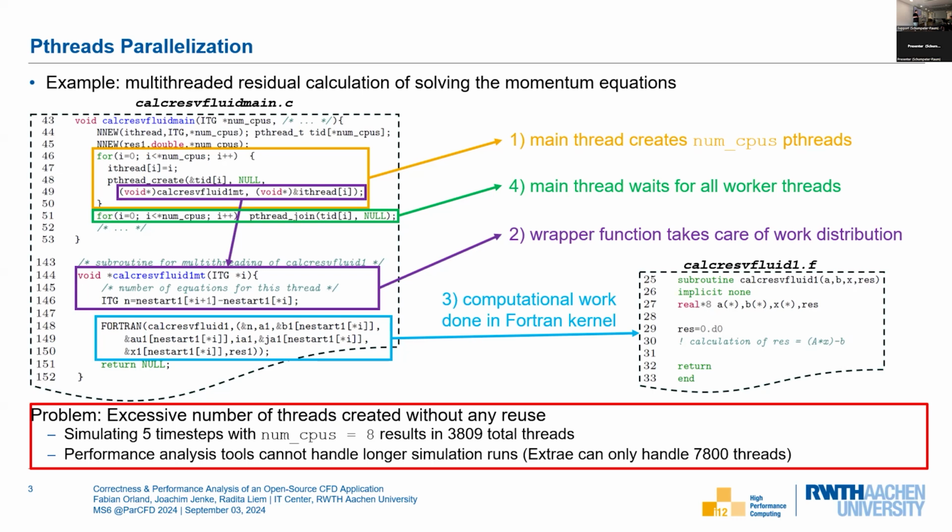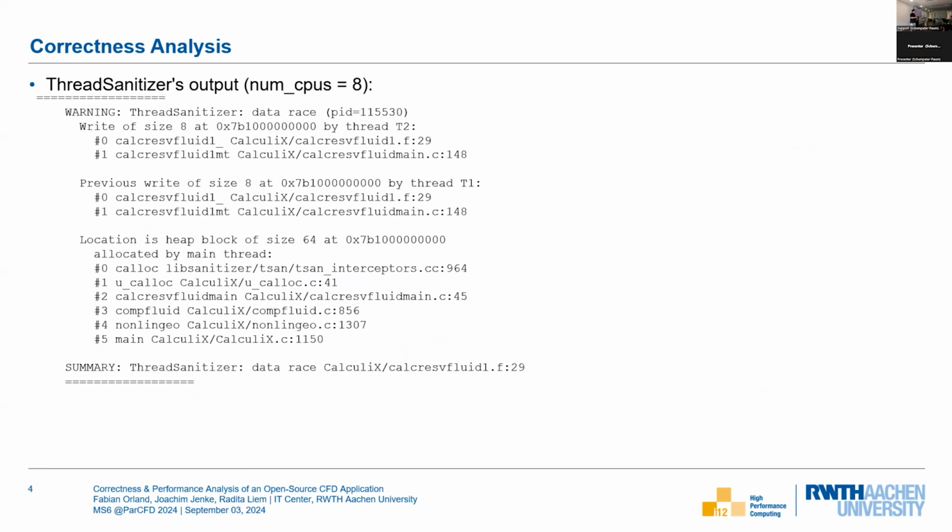Especially for performance analysis tools, this is very prohibitive behavior. For example, the Extrae tool, which is developed at the Barcelona Supercomputing Center and allows you to collect performance data from your code, was only able to handle up to almost 8,000 threads, and then it crashes. So we were not able to perform any larger runs than, for example, 5 time steps. But coming back to the correctness analysis, as I said, we use ThreadSanitizer for it, and if you execute your application after it has been instrumented by ThreadSanitizer, you will get output that looks a little bit like this.